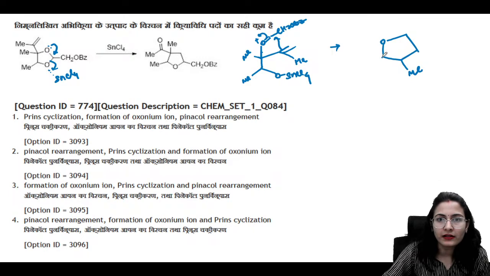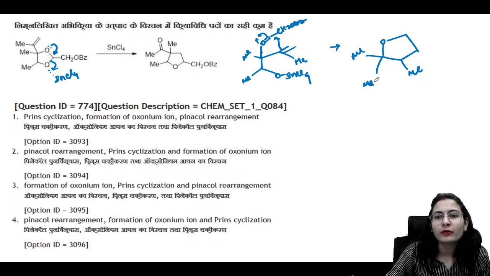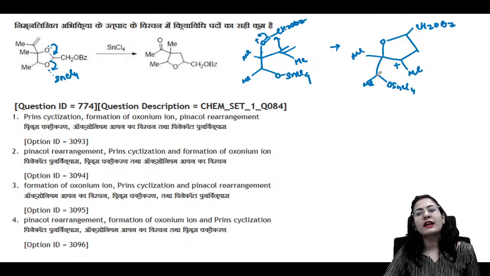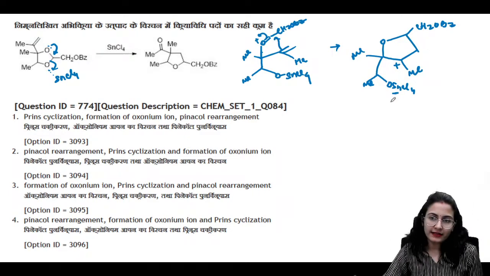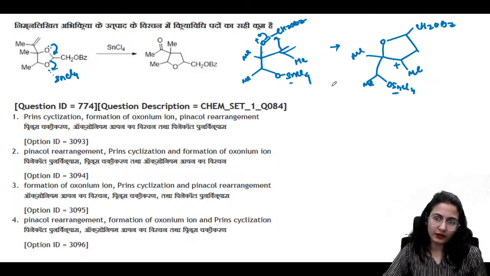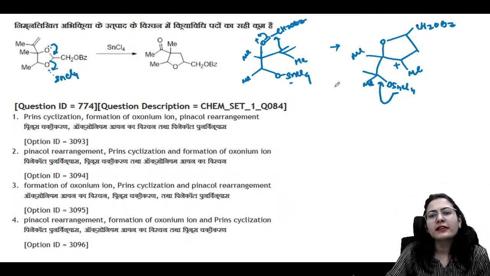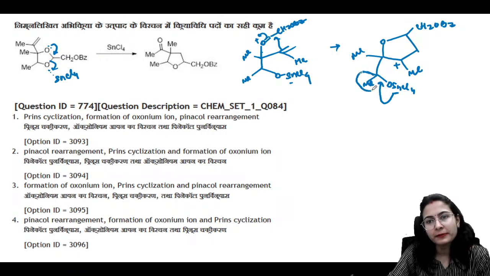Where there is a methyl on this carbon, another methyl over here. One more carbon. O-SnCl4. And here you get a positive charge. CH2OBz. So this is how you get this molecule. Now, tin has a negative charge because it is having excess of electrons, so it's going to give back the electron density, and it looks like this methyl has transferred.